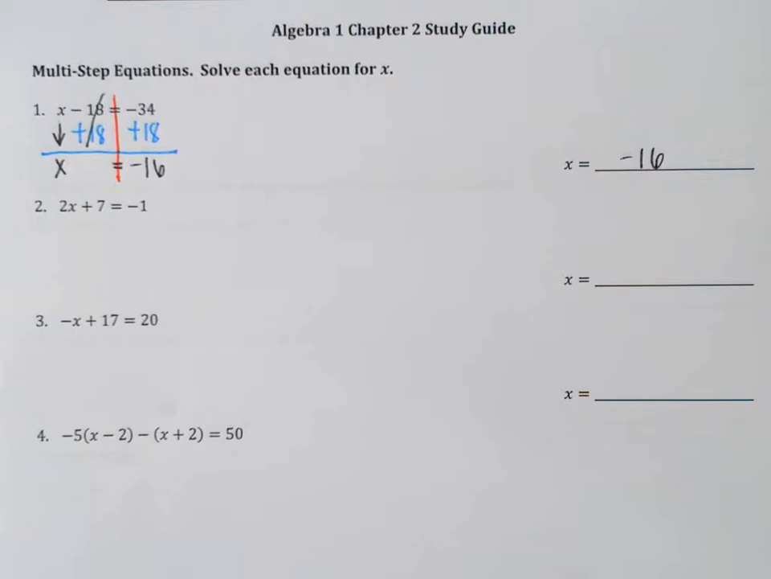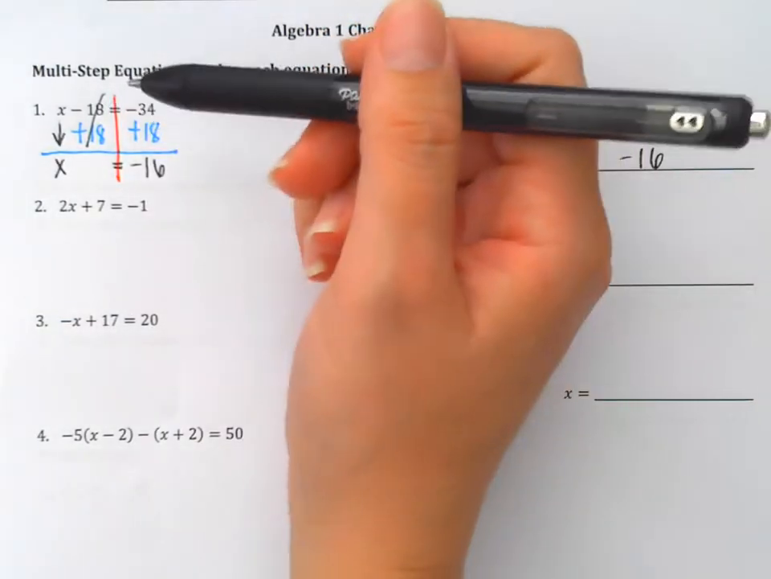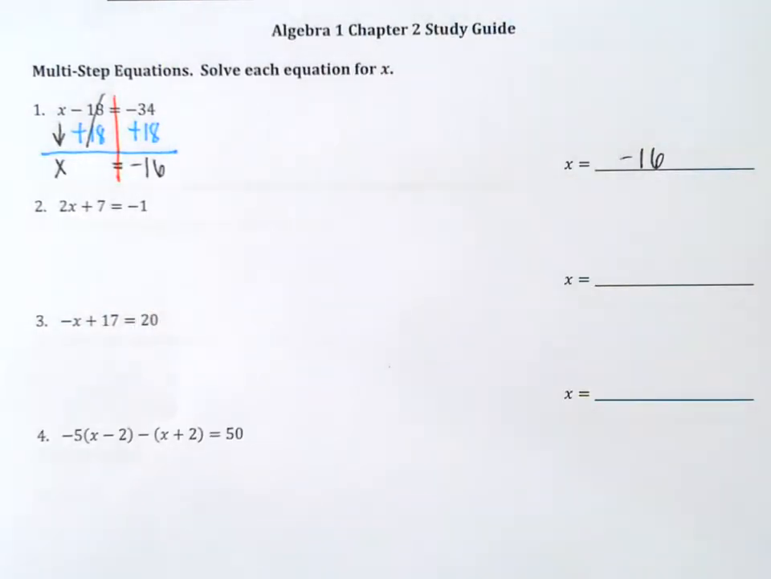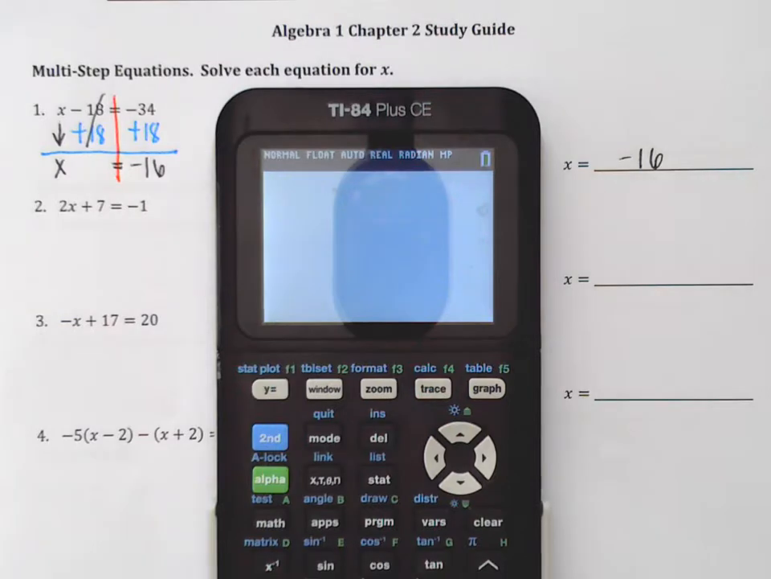Remember with that one, negative 34 plus 18, I just plugged that into my calculator. I think it's easier. Why not if you have it? So when we do that, that would be negative 34 plus 18, and that gets me that negative 16.